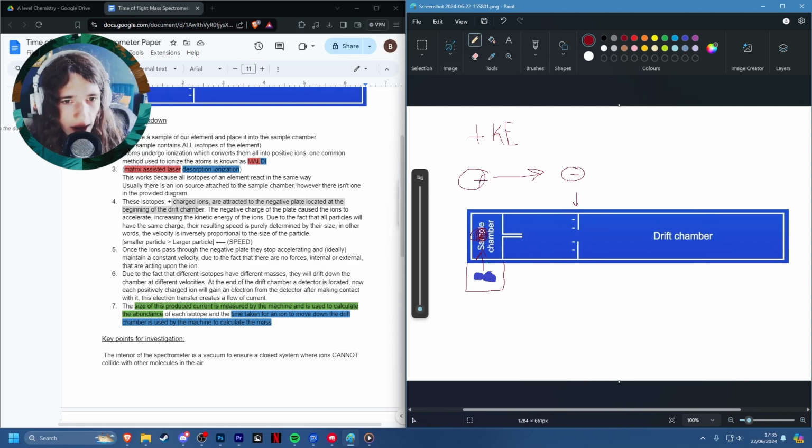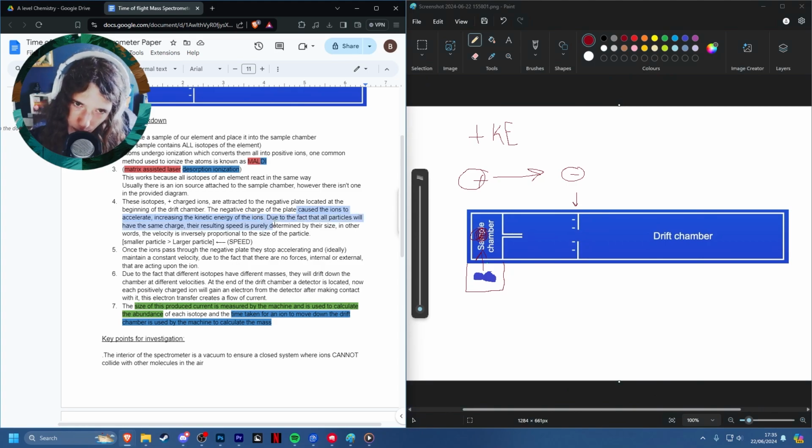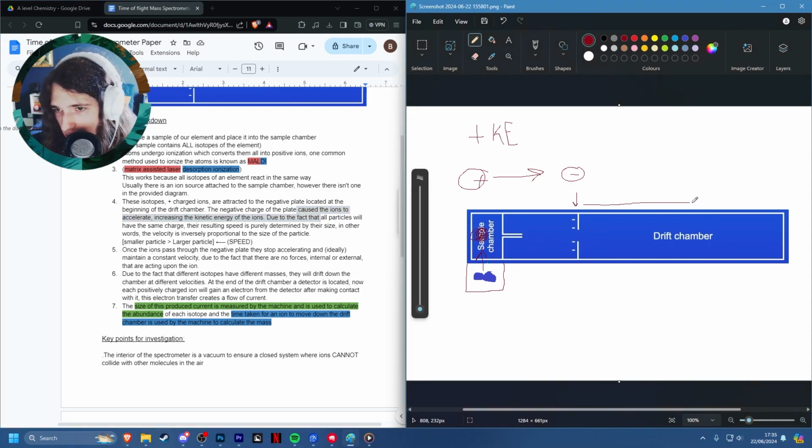After they pass the plate, however, all acceleration will stop, and they're going to move at a constant velocity from the start to the end of the drift chamber. It will only be a constant velocity if there is a closed system and there are no other particles in the drift chamber that the ions might collide with, which I'll go through how you do in a minute.